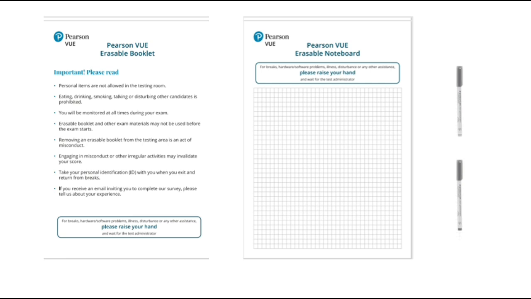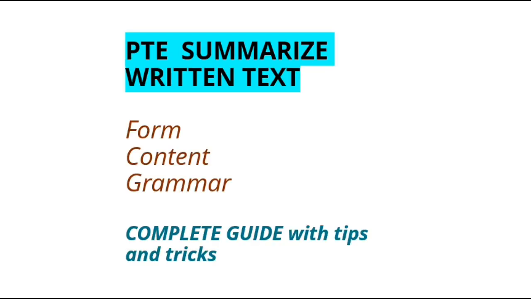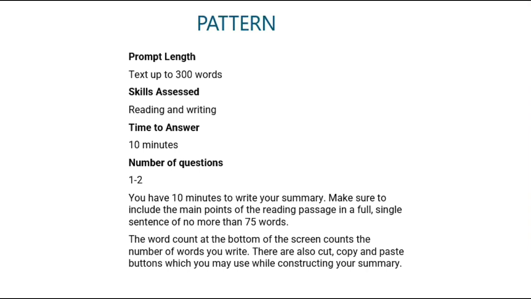We will be discussing the writing task completely. First, we have the summarized written text. The length of the text is up to 300 words. We are given marks for reading and writing, while we are not given any marks for speaking and listening. We are given approximately 4 to 5 points for reading and 7 to 8 points for writing. The time to answer is 10 minutes. The number of questions are 1 to 2 questions.